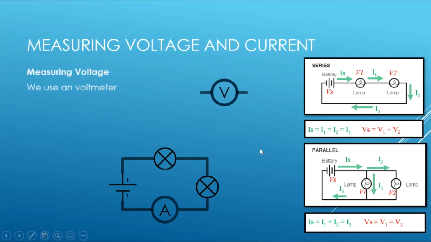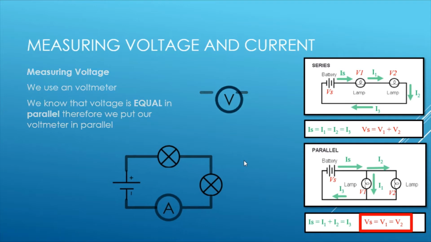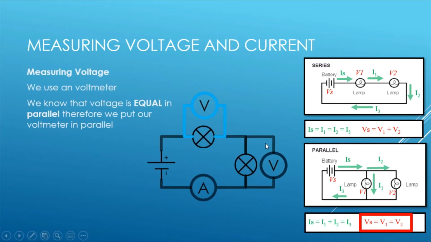Now for voltage, we use a voltmeter, very, very cleverly named, I know. And we know that voltage, if we look at our laws again, is equal in parallel. So if we're trying to find our voltage across a component, let's say this lamp here, we have to do it not by putting the meter in series, but by putting it in parallel. So let's go ahead and do that. We put this voltmeter in parallel with this lamp, and now we know that the voltage going through the voltmeter is the same as the voltage going through the bulb.